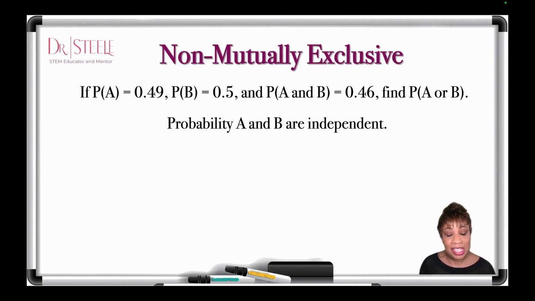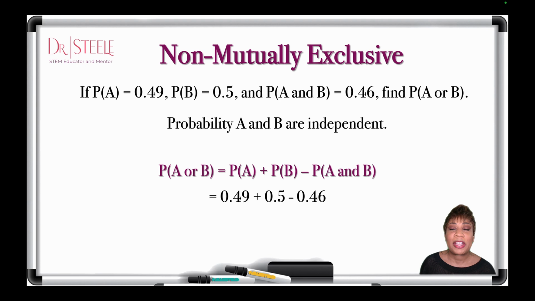All right, now we have the same idea, but instead of them being disjoint, they are independent, which means I'm going to use this formula. We're going to do the same thing. We're going to add A plus B, subtract that overlap, and we are going to get 53/100.